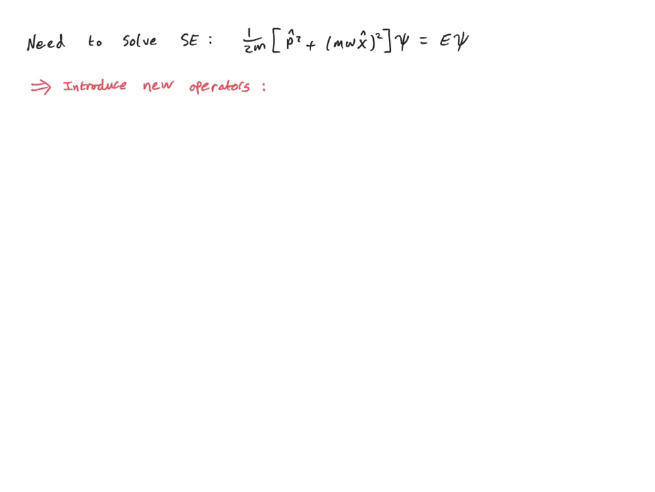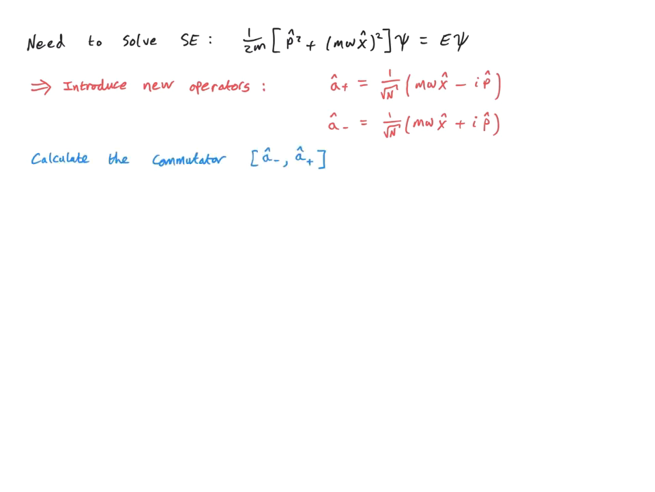To solve this Schrödinger equation, we will actually introduce new operators a plus and a minus. They are defined as follows. We define the operator a plus as mωx minus ip, and there's some normalization constant I will talk about later, 1 over root n. The corresponding a minus operator is defined as mωx plus ip, again with the same normalization factor, 1 over root n. This might seem a bit counterintuitive because a plus goes with the minus sign here and a minus goes with the plus sign here, but we'll see why this is a natural definition in just a moment. So with these definitions, let's now compute the commutator of a minus with a plus.